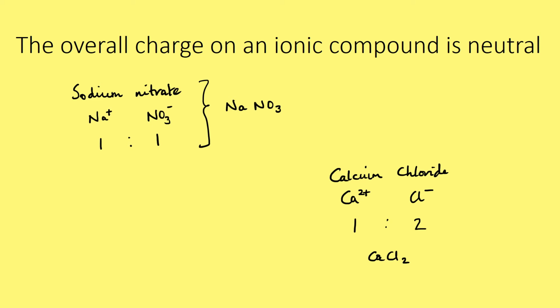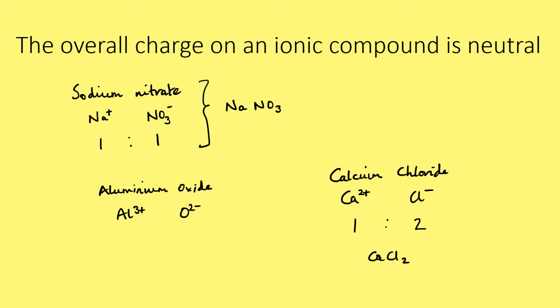Actually, why don't we do one more? Let's do quite a tricky one. Let's do aluminium oxide. Okay, so what's the formula of aluminium oxide? Okay, aluminium, metal, group 3, 3 electrons in the outer shell, so it forms a 3+ ion, so Al3+. Oxygen, non-metal, group 6, 6 electrons in the outer shell, and so therefore would make a 2- ion.